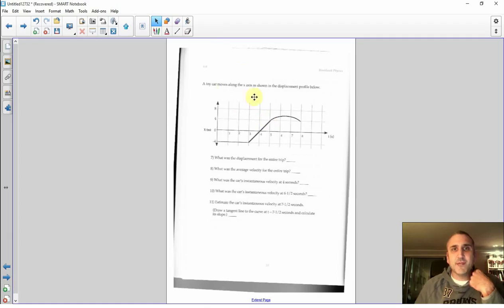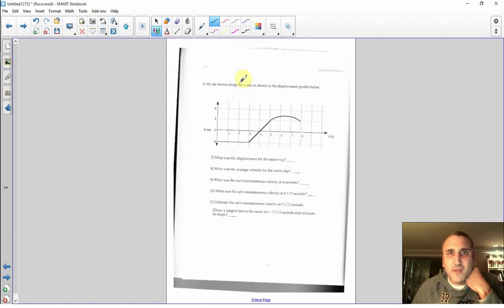So we got this thing. A toy car is moving along the x-axis as shown in the displacement profile below. So it starts at -4 meters, and it doesn't do too much there, and then it seems to take off and move at a constant velocity. Again, this is a constant slope. And then here we have a parabola, so we're having an acceleration. So let's see what we can do with this.